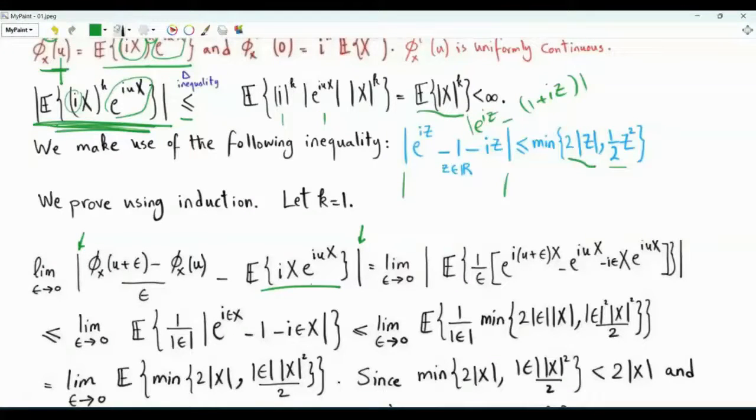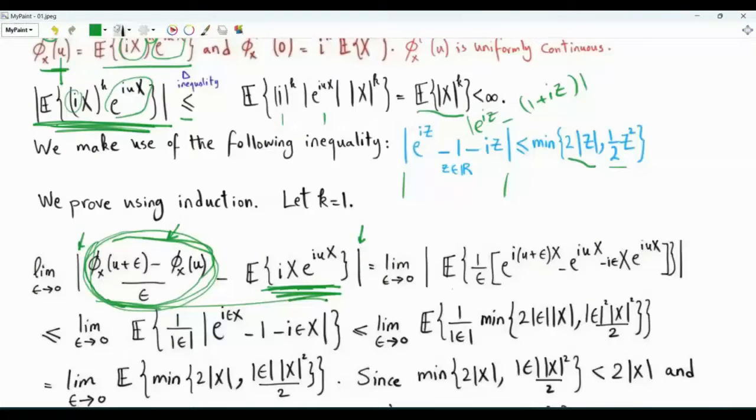Here we have the candidate first derivative, and then we have here the characteristic function phi of u plus epsilon minus phi of u divided by epsilon. Note that this is the quantity that we study to investigate whether a certain function has a first derivative or not. The first step is to write down the characteristic functions using expectation, so that we can combine all the terms under one expectation, exploiting the fact that expectation is linear.